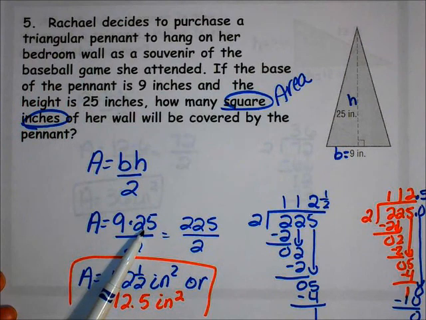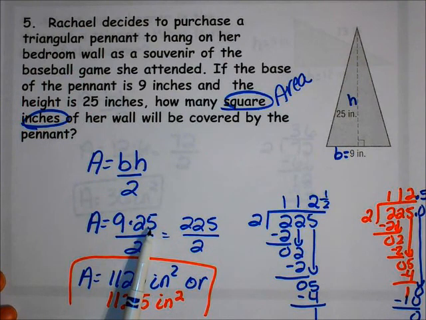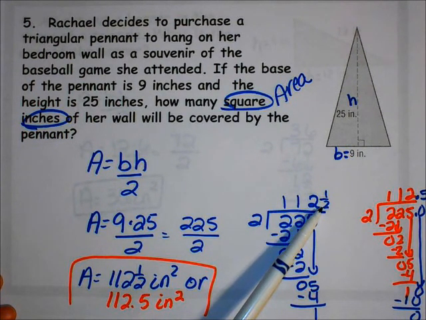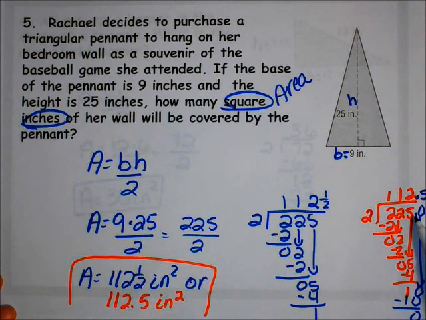So base times height, 9 times 25 divided by 2. And when I saw the 25, I thought of quarters. So I know that 9 quarters would be 225 divided by 2. Notice I divided two different ways. The first time I took my remainder and wrote it as a fraction. The second time I added a decimal, brought up my decimal and added a 0 to bring down to get a decimal for an answer. You may write your answer either as a fraction or as a decimal, it's your choice. So the area of the pennant was 112.5 or 112 5/10 square inches.